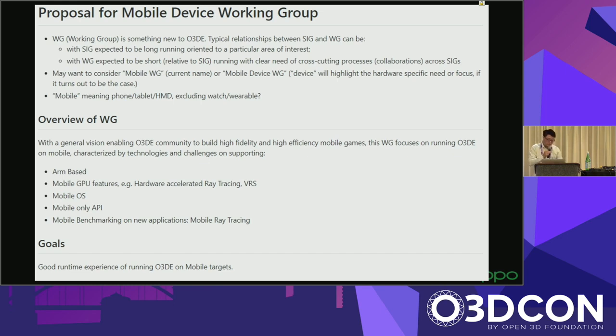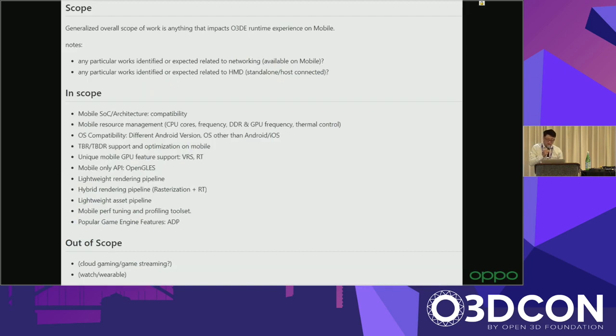So the goal is kind of simple: good runtime experience of O3DE on mobile targets. In a later discussion, we'll also add another line to the goals: a good mobile developer experience. So that's the scope, what's actually in scope and what's out of scope. First, we need to make sure the engine has really good mobile architecture compatibility on ARM.